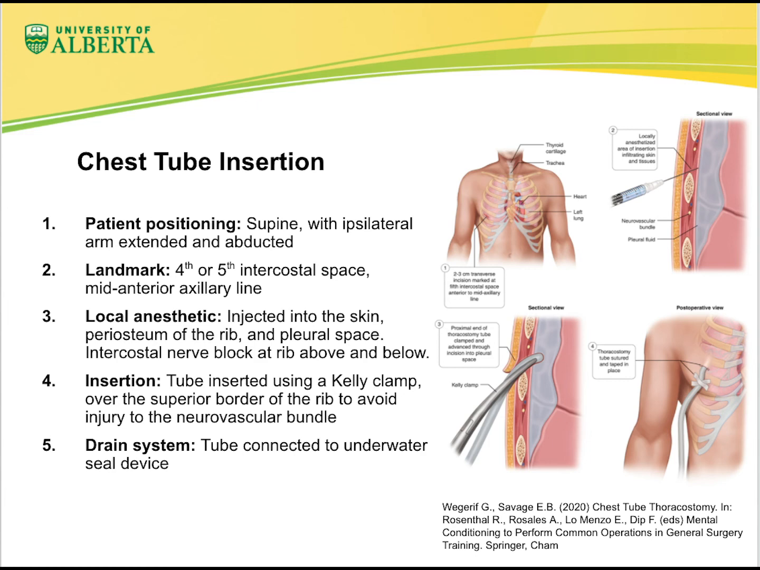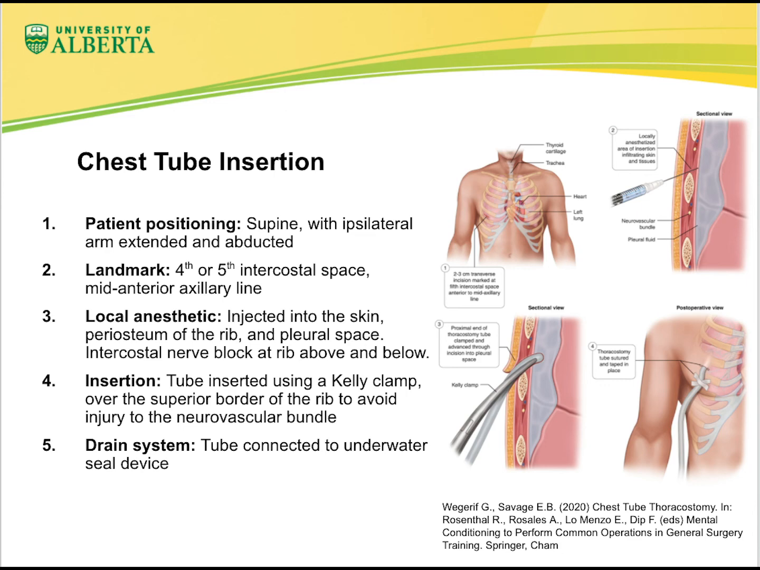As the neurovascular bundle runs on the inferior portion of the rib, it's crucial that the tube is inserted on the superior border of the lower rib to avoid injuring the neurovascular bundle. Keep in mind that the heart, lungs, and diaphragm are often surprisingly close to where you are entering the chest and can be injured during this step.